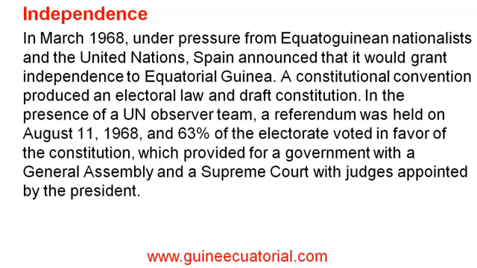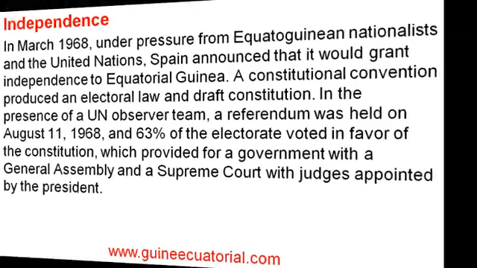Independence. In March 1968, under pressure from Equatoguinean nationalists and the United Nations, Spain announced that it would grant independence to Equatorial Guinea. A constitutional convention produced an electoral law and draft constitution. In the presence of a UN observer team, a referendum was held on August 11, 1968, and 63% of the electorate voted in favor of the constitution, which provided for a government with a General Assembly and a Supreme Court with judges appointed by the President.